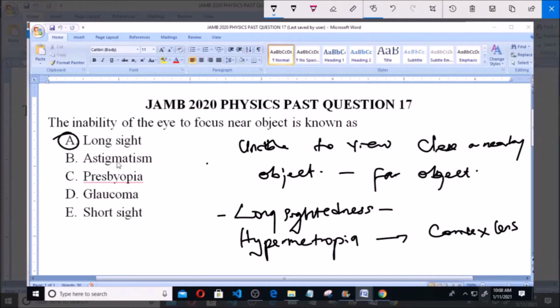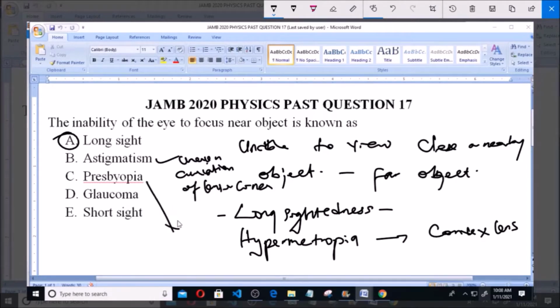Now let's briefly look at the other options. Astigmatism here is a condition which we refer to as uneven curvature of the cornea or lens. So it leads to what? Blurred image, from uneven curvature of the lens or cornea.